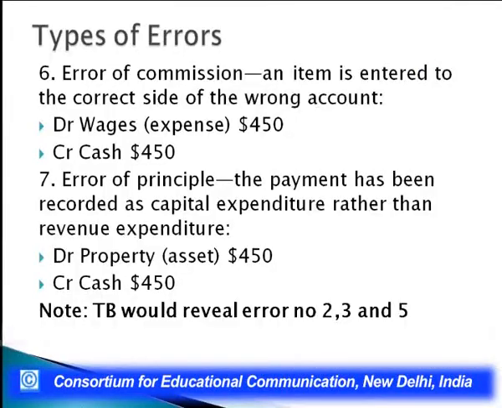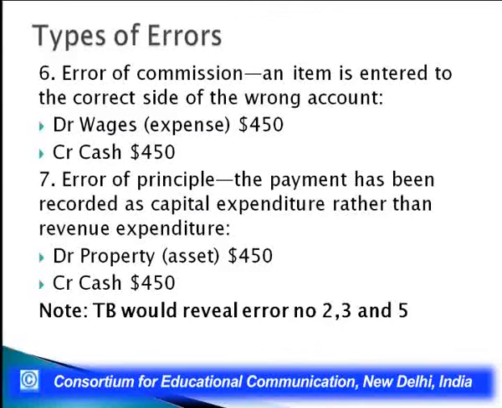You did not commit a mistake of principle. Principally, a nominal account should have a debit balance. You debited it, but you did not debit rent. Instead, you debited either wages, salary, interest, or some other expense account, and you credited cash as it is showing. So this particular error is known as the error of commission, and it can never actually be identified with the help of your trial balance.